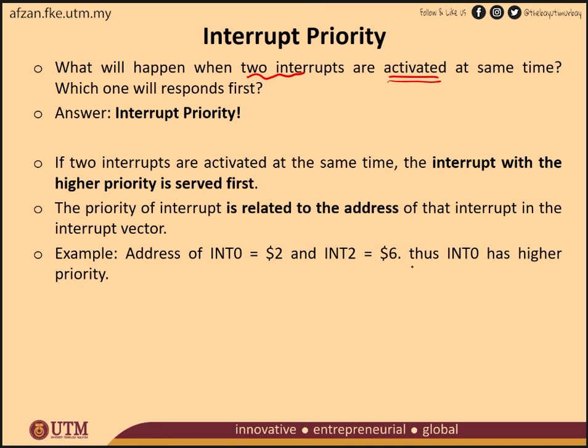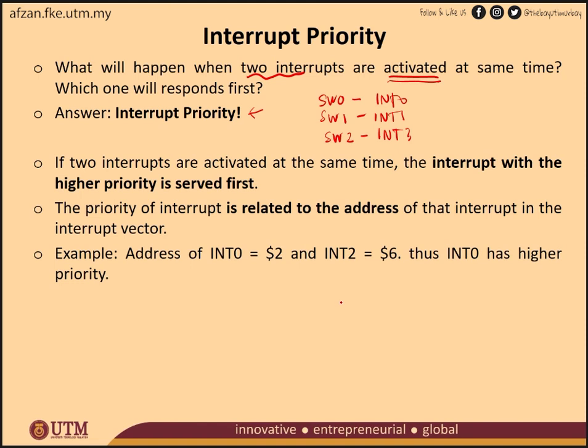For example, you have three switches: switch 0 connected to INT0, switch 1 connected to INT1, and switch 2 connected to INT3. Then at the same time, you press all these switches together. Which interrupt will respond first? In this case, it will use the interrupt priority. It will look at which one has more priority compared to the others.